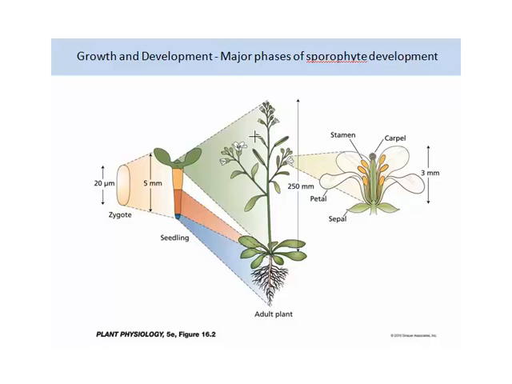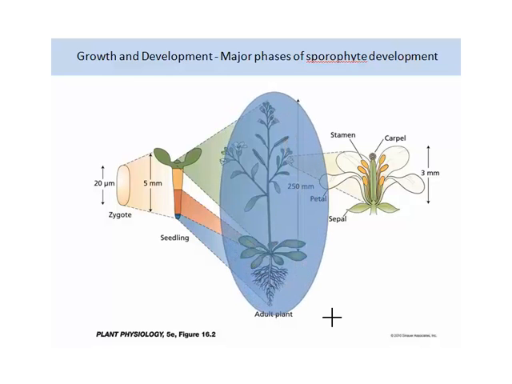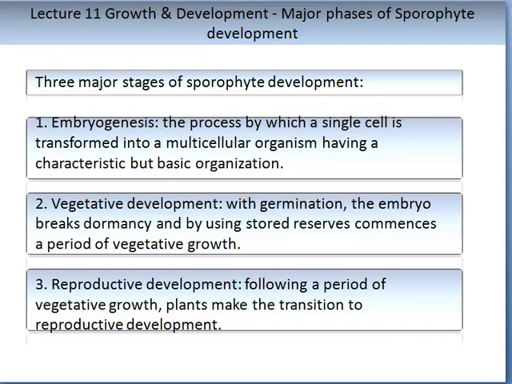With germination, the embryo breaks dormancy and by using stored reserves commences a period of vegetative growth. Reproductive development is then followed. Plants make transition to reproductive development. These stages are listed on the slide for your information.